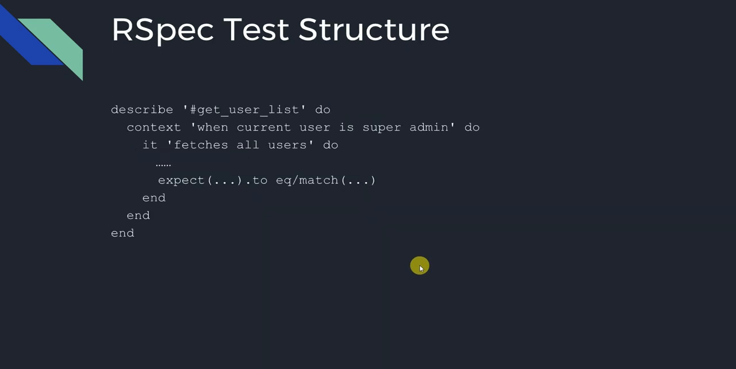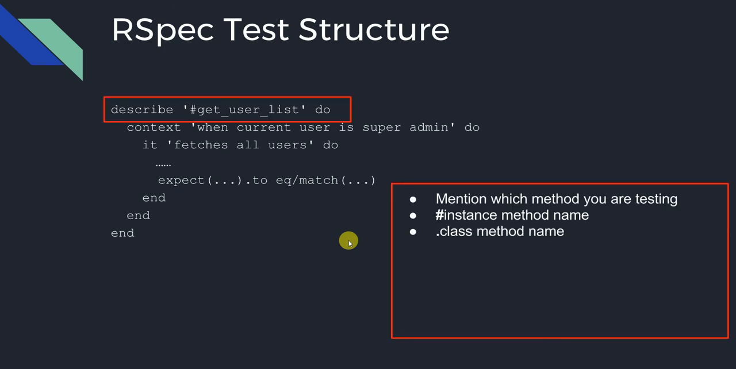So this is one aspect test, and I will try to go through the test structure one by one. The first is this describe line. Basically, this line mentions which method you are testing. So in this case, we are testing the get user list method.